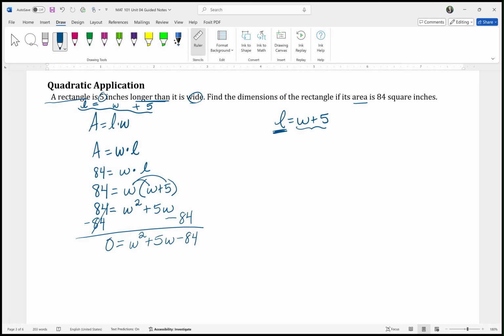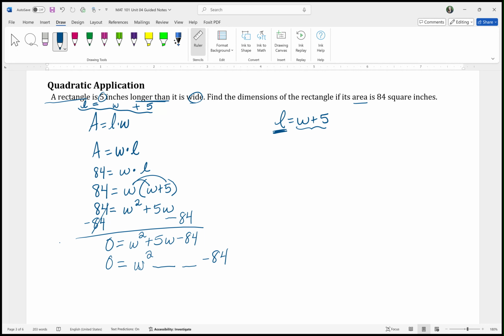Now we have a trinomial that we can factor by grouping like we've done many times before already. So this is going to be W squared, add two blanks, minus 84. Let's figure out what goes in the blank. So I'm coming all the way over here. Actually, I'm going to do it on the left side.